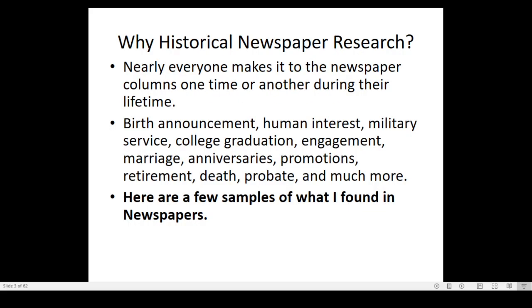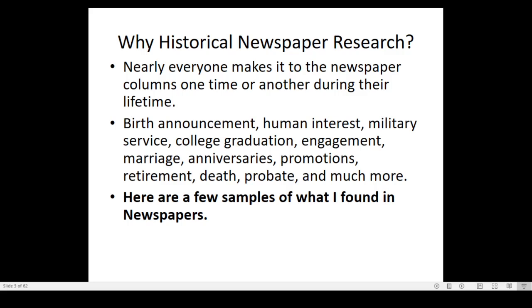So why should we take a look at historical newspaper research? Well, first of all, nearly everybody in their lifetime eventually makes it into one of the newspapers for some reason or other. Could be a crime they committed, could be that they graduated from school, could be that they got married. There are a bunch of reasons. There's birth announcements, human interest stories, military service, college graduation, engagement, marriage, and the most overlooked research point, anniversaries.